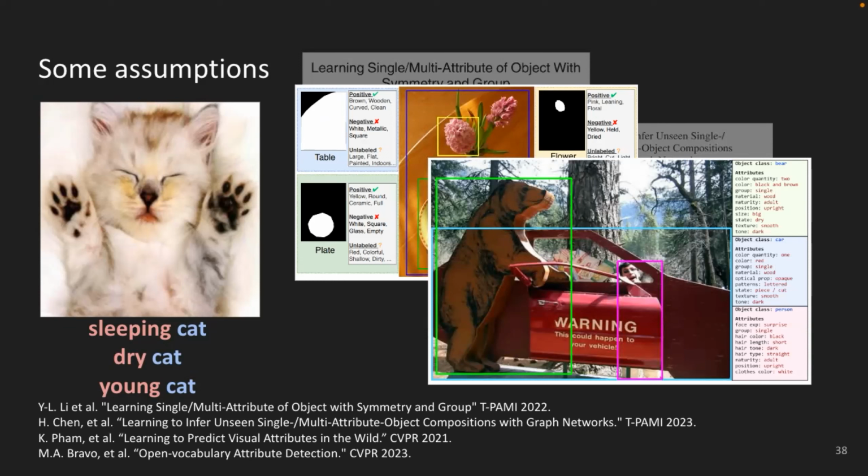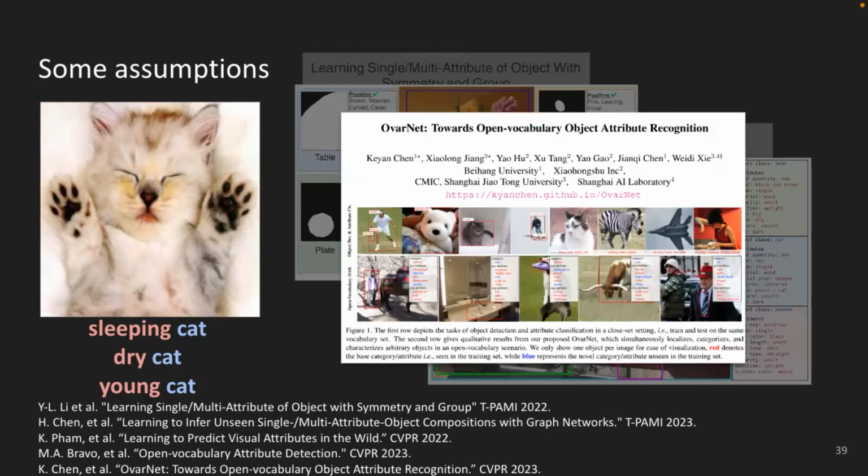On the top there is the Visual Attributes in the Wild benchmark, where we have objects but also multiple attribute annotations. Similarly, this is the open attribute detection benchmark that came out recently, open vocabulary attribute detection. These focus mostly on the attributes, both algorithmically and dataset-wise, but there are also papers that focused on predicting objects and attributes together. This is OvarNet, a pretty interesting one that came out at CVPR this year.